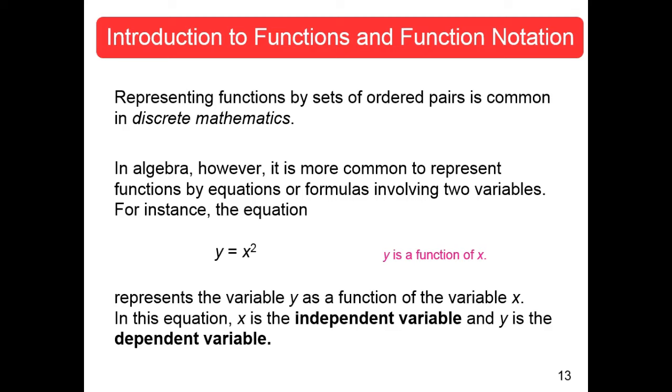This represents the variable y as a function of the variable x. In this equation, x is the independent variable. That's why I say, give me an x. You can choose any x in the world, most of the time. That's the independent variable, y is dependent, because once you give me an x, then that y depends on what value that x was.